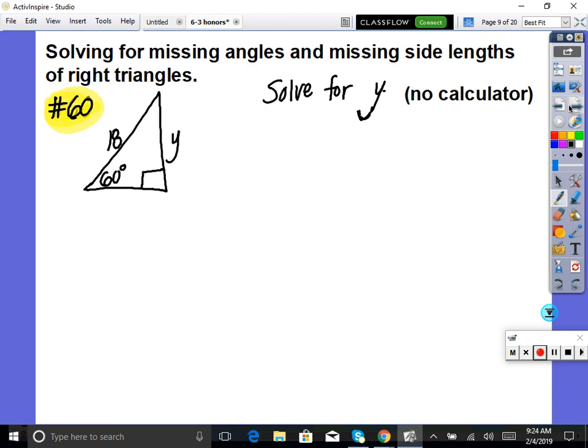To solve for y, we're going to have to set up a true statement, which can't be the Pythagorean theorem. Now, it is right triangle trig, so we know it's going to be one of the three main ones. We can use the others, but I usually just use the three main ones: sine theta, cosine theta, tangent theta.